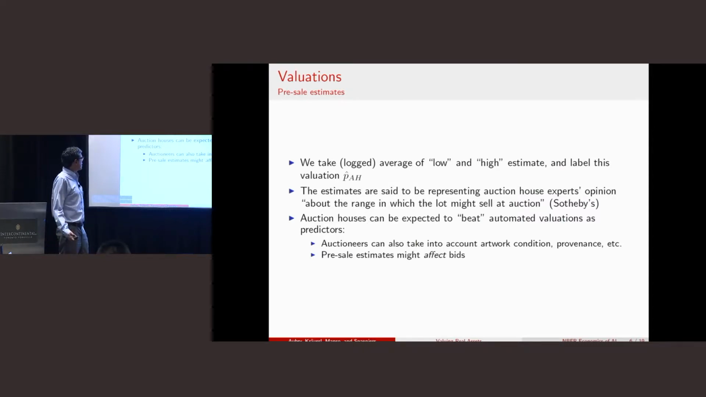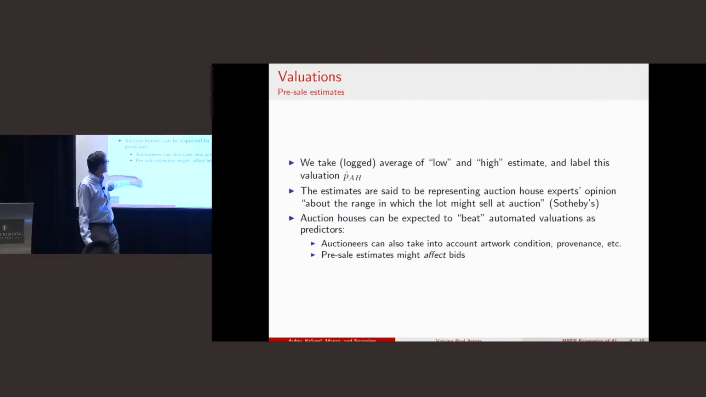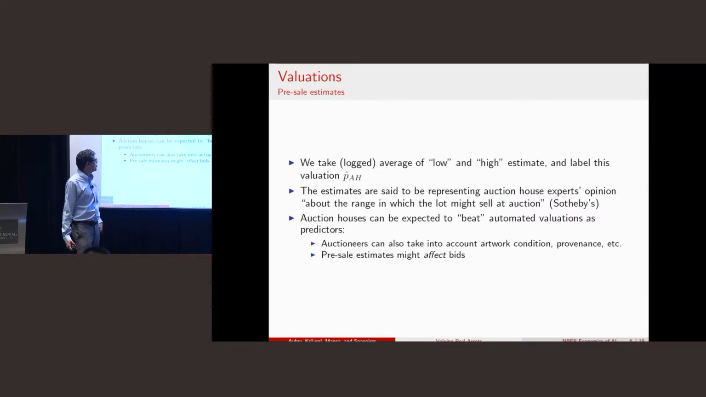We're going to take the log of the average of the low and high estimates to be our human expert estimate. Sotheby's says that these estimates should reflect the opinion about the range in which the lot might sell at auction.